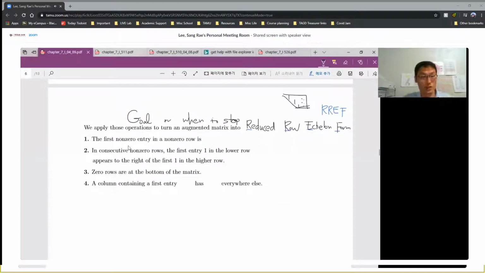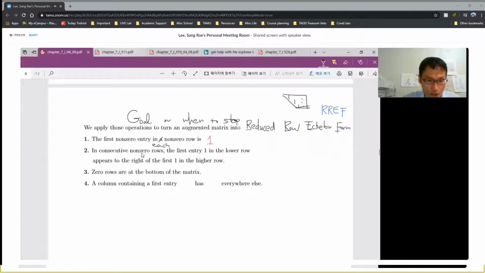So the first condition is the first non-zero entry in each row. In each non-zero row, the first non-zero entry must be 1. Do I have an example? Probably not. Okay. And number 2 is quite long.